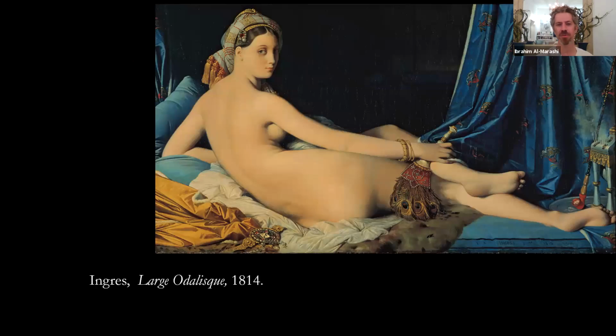Then we get to the career of the French painter Ingres. Okay? Now, in this case, this is a painting of a place that hasn't been conquered. This is the Ottoman harem. Okay? And odalisque refers to a concubine who lives in the harem.